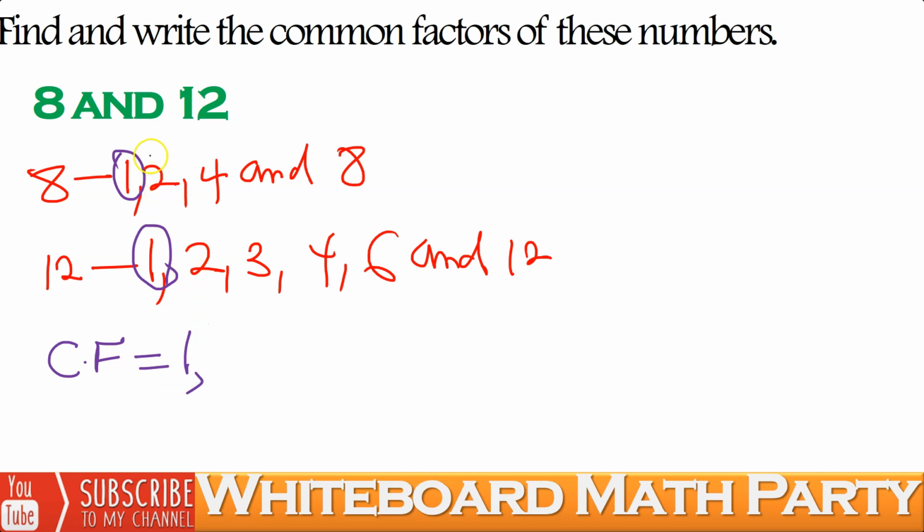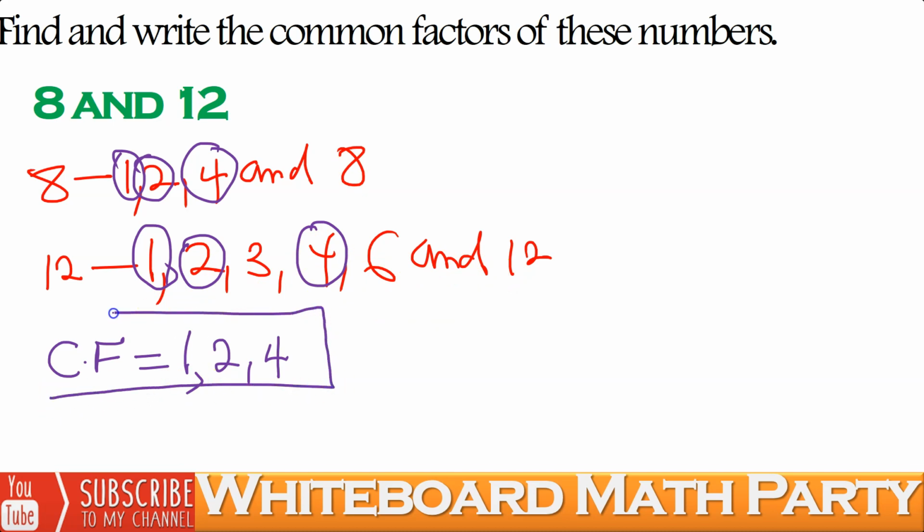that's number 1. Then 2 also appears as a factor of 8 and as a factor of 12. So 2 is another factor. 4 is a factor of 8 and 4 is a factor of 12. 4 also is another one. Is there any more? There is no more factor of 8 that is at the same time a factor of 12. Therefore, we'll end up saying that the common factors of 8 and 12 are 1, 2, and 4. That's simple, and we've solved this problem.